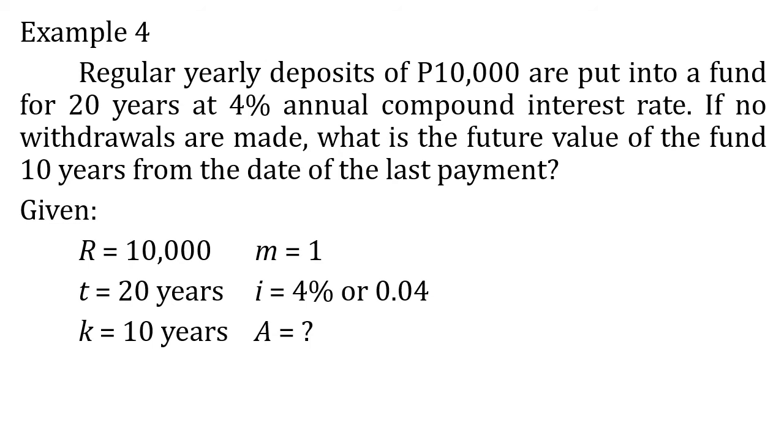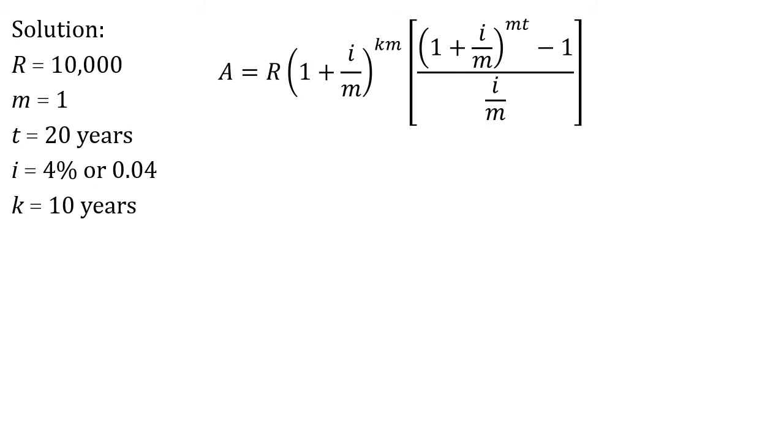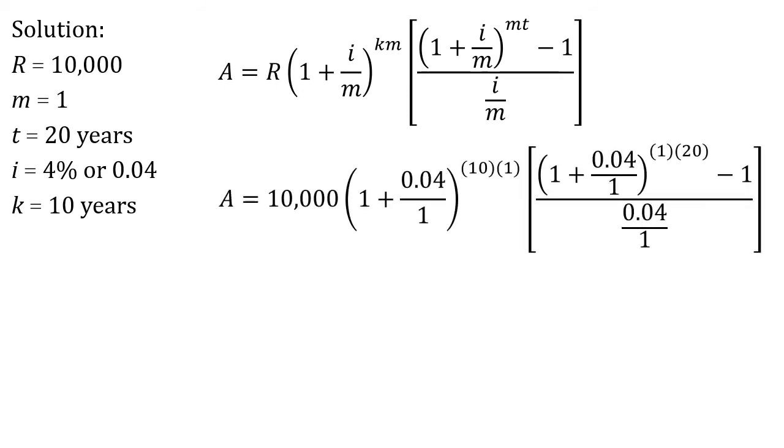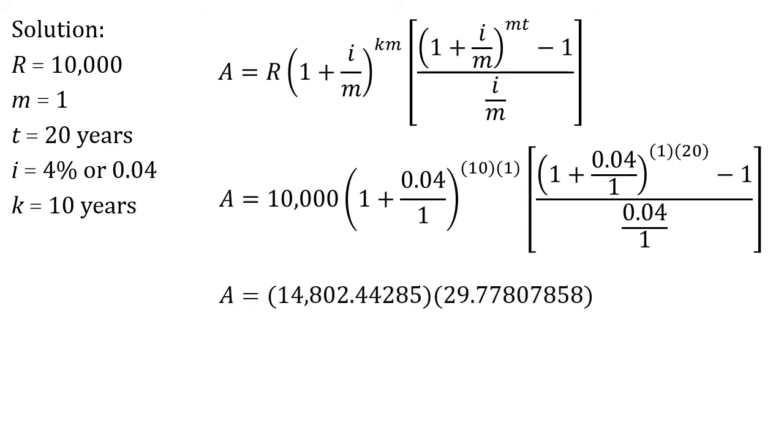Okay, A, or the future value, is the one that we will be solving for. So use this formula again. Substitute the values of R, M, T, I, and K. So get the result of the first part, 10,000 times (1 plus 0.04 over 1) raised to 10 times 1, which is 14,802.44285.